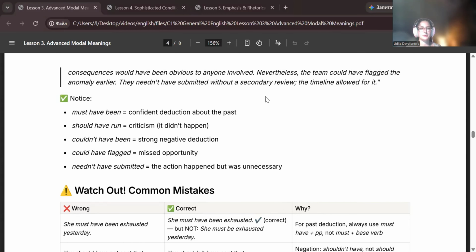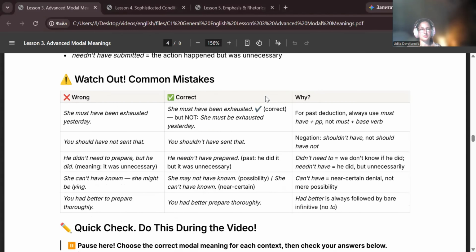Notice, must have been: confident deduction about the past. Should have run: criticism. It didn't happen. Couldn't have been: strong negative deduction. Could have flagged: missed opportunity. Needn't have submitted: the action happened, but it wasn't necessary.